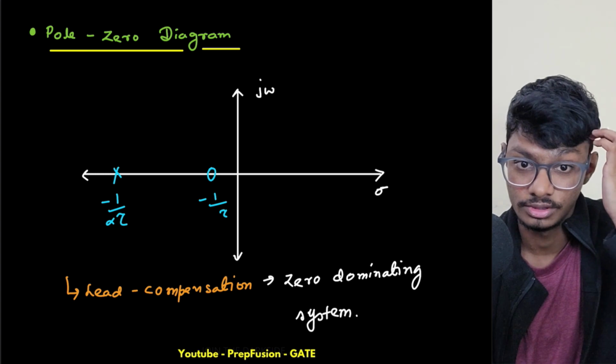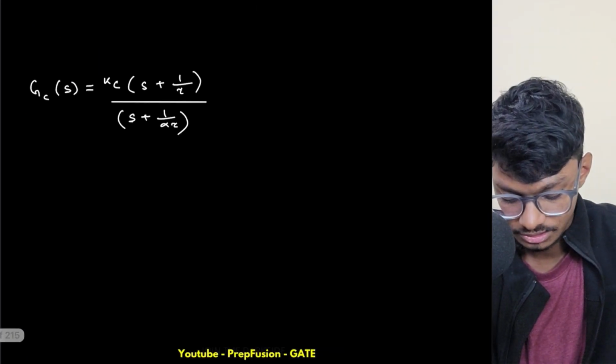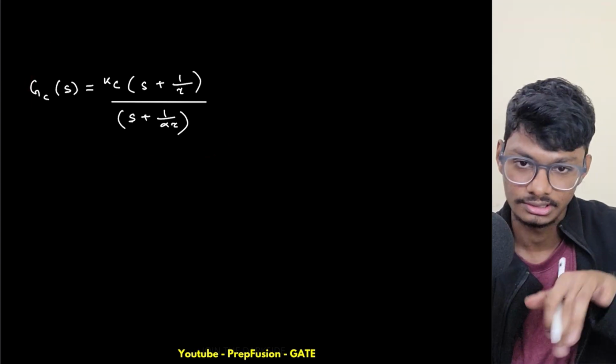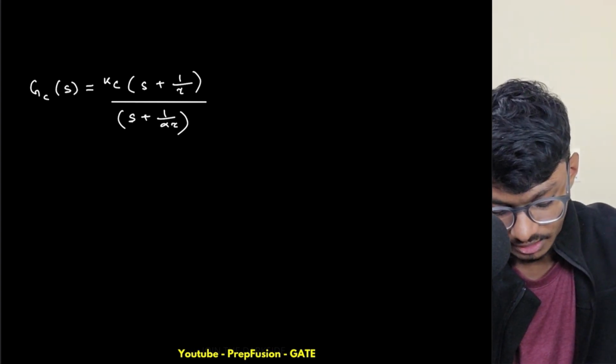Lead compensation, also known as the zero dominating system. The compensator transfer function is this. If you break it down into two parts, again the magnitude and the angle, mainly we'll be interested in the angle itself. Magnitude we are not that much interested in. So how can we break it down?